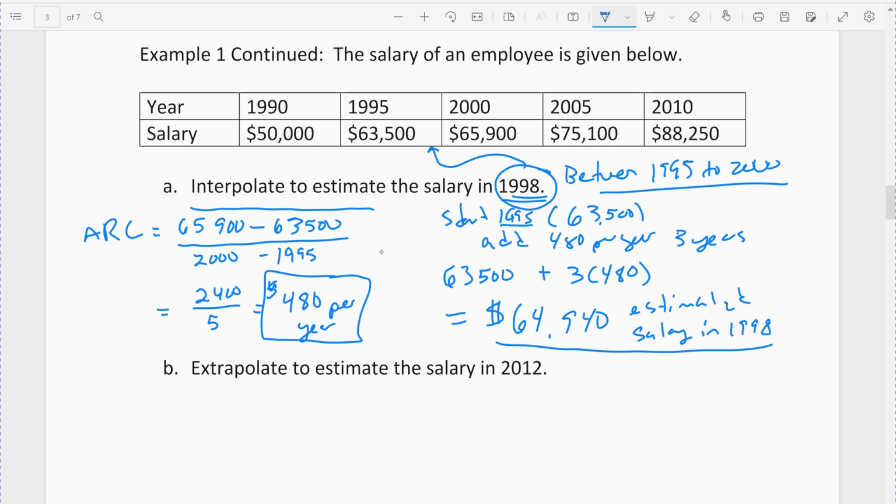In 95, it was 63,000. In 2000, it was 65. And so 64,000 is somewhere between those two values, and that should be right. It should be between the two values that I used, all right? So again, that's sort of a check step.